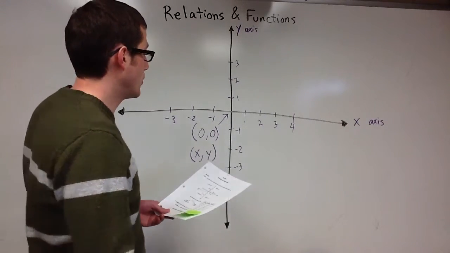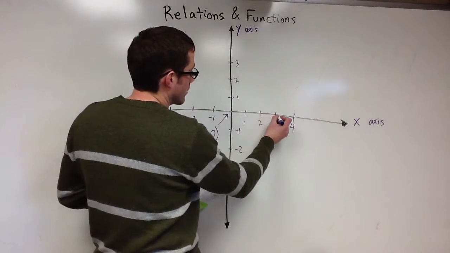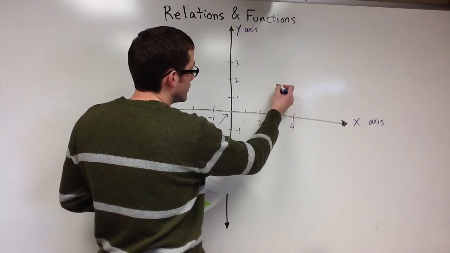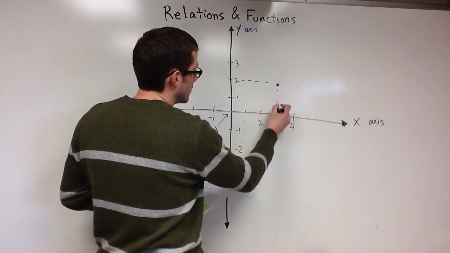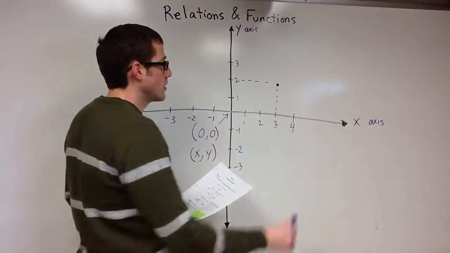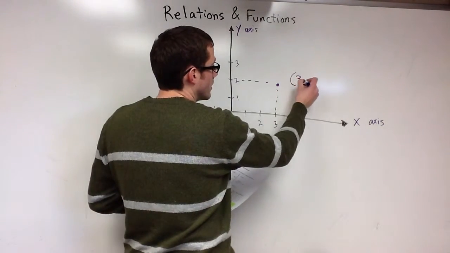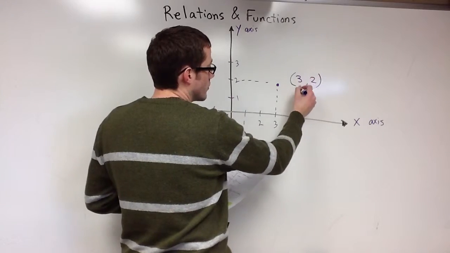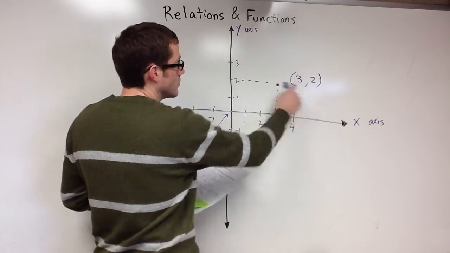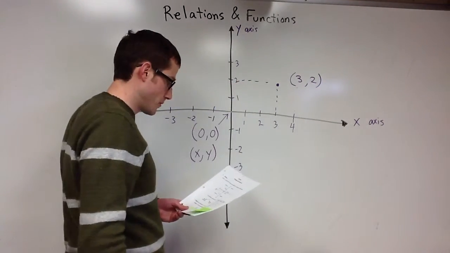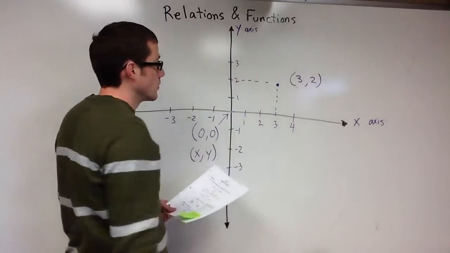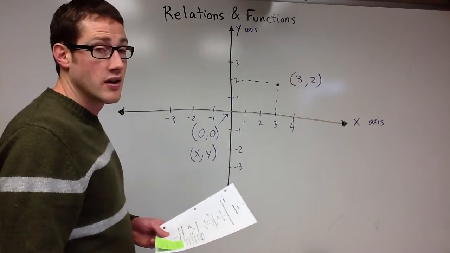So, to find a point, let's take a point here. We're going to go x 3, y 2. So if we're talking about this point here, we would label it 3, 2, where 3 corresponds to the x-axis and 2 corresponds to the y-axis. Okay, so that's how you can label points on a graph so we all know what you're talking about.